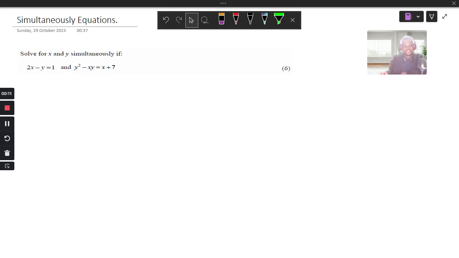Okay, I just want to do a few problems with you regarding how to solve problems that require you to work with simultaneous equations. Here you are given an equation written as 2x minus y is equal to 1, and the second one is y squared minus xy is equal to x plus 7. So here you see that you have 6 marks.